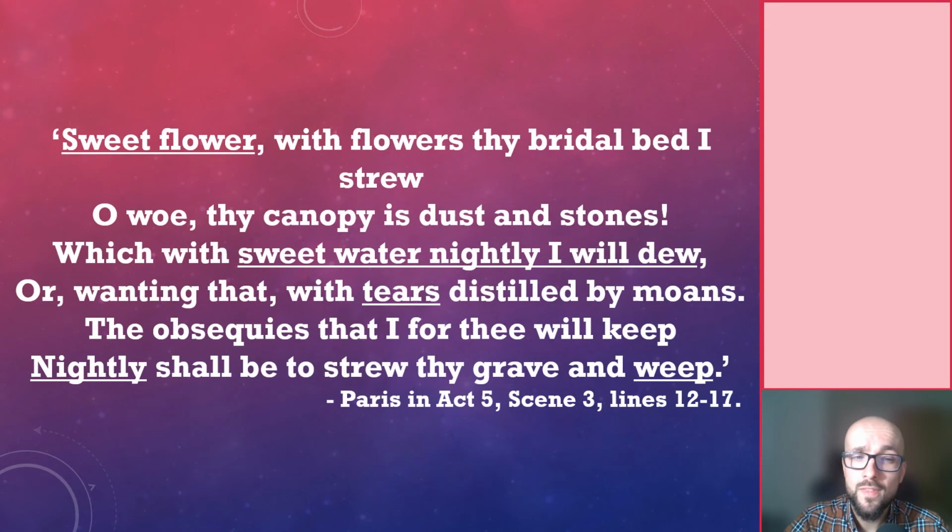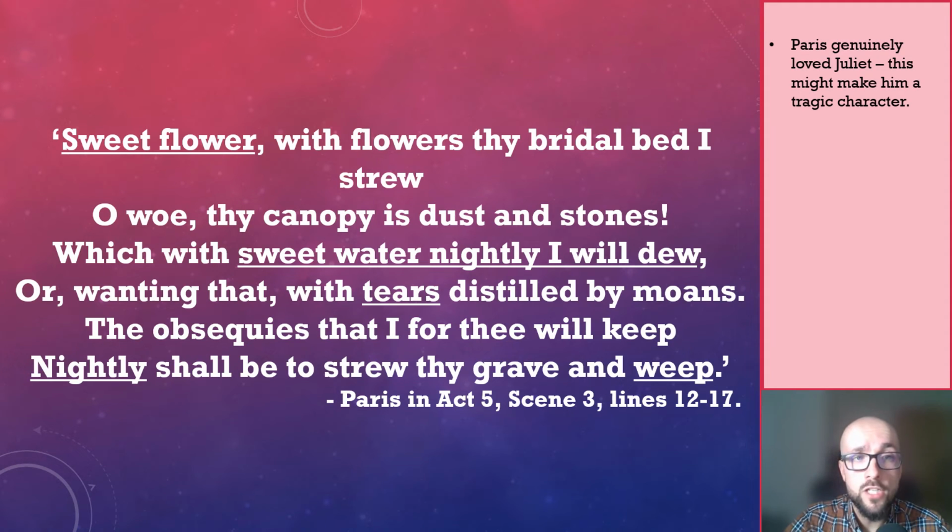They are: "Sweet flower, with flowers thy bridal bed I strew. Oh woe! Thy canopy is dust and stones, which with sweet water nightly I will dew, or, wanting that, with tears distilled by moans. The obsequies that I for thee will keep nightly shall be to strew thy grave and weep." So the first impression of Paris that these lines create for me is that he actually genuinely did love Juliet. This perhaps makes him a slightly tragic character, for he loved somebody who did not love him back, somebody who was never going to love him back.